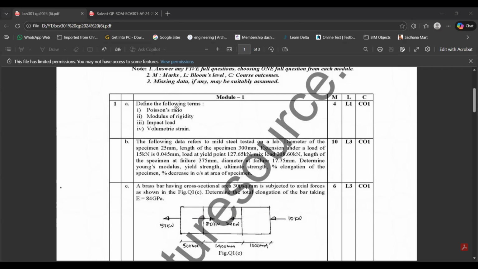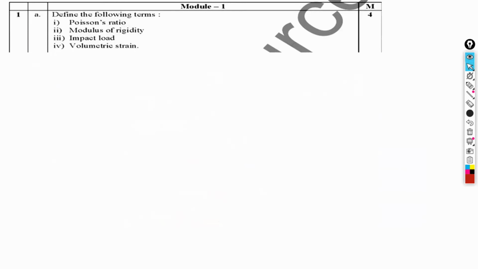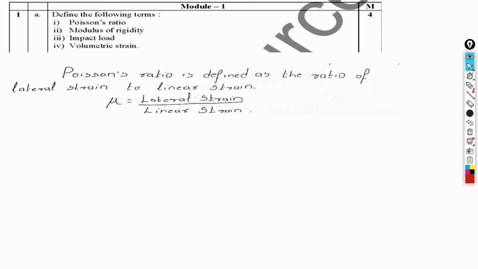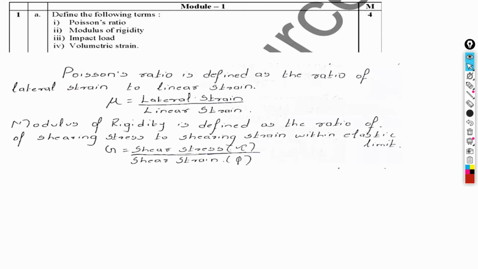Define the following terms: Poisson ratio, modulus of rigidity, impact load, and volumetric strain. Here are the solutions for these questions. First one, Poisson's ratio. Poisson's ratio is defined as the ratio of lateral strain to the linear strain. Therefore, mu equals lateral strain divided by linear strain. This is the formula.